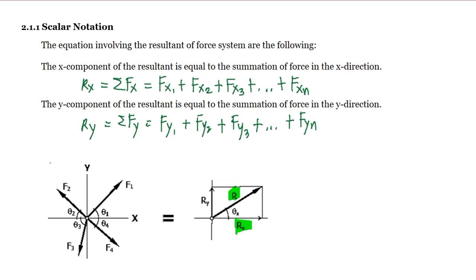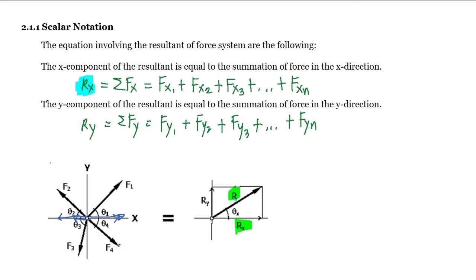So, for the force 1, you have this Fx1. For the force 2, you have here the Fx2. And for the force 3, you have here the Fx3. And the force 4, you have here the Fx4, or the x component nitong F4. And if we are going to add all these forces along the x direction, ang makukompute natin dito is the resultant in x direction, or the x component of the resultant R.